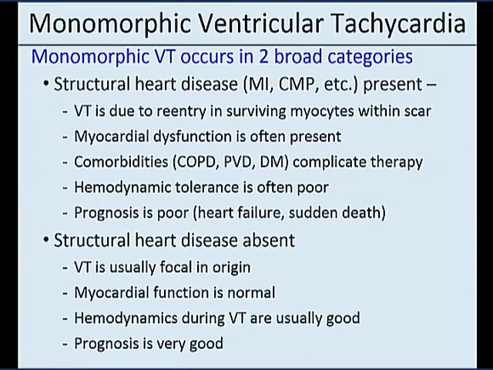First, when structural heart disease is present, it is almost always due to reentry. There's scarring separating normal myocardial cells. There's an insulative barrier and a path around this scar with just a few myocytes remaining. Myocardial dysfunction is often present because of an original injury that set up the substrate for VT. A lot of comorbidities exist in these people, with peripheral vascular disease and diabetes, and that constrains your drug therapy in some situations, and your procedural therapy in others.